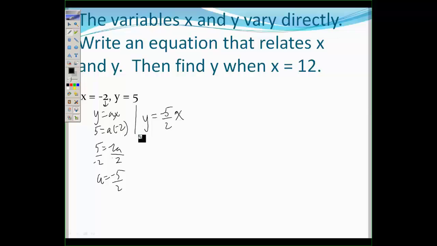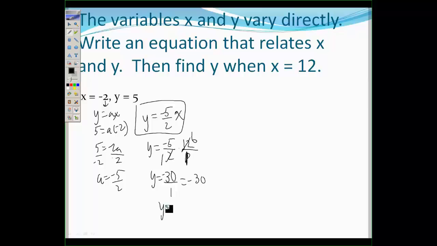But I want to also know what is y when x equals 12. Y equals negative 5 halves times 12. I'm going to go ahead and put that over 1. Now when I multiply, I can cross cancel. I notice that 2 goes into both of those numbers. So when I multiply, I get negative 5 times 6 is negative 30. And that is my solution. I could put over 1, but really that's still negative 30. Okay, so y equals negative 30.